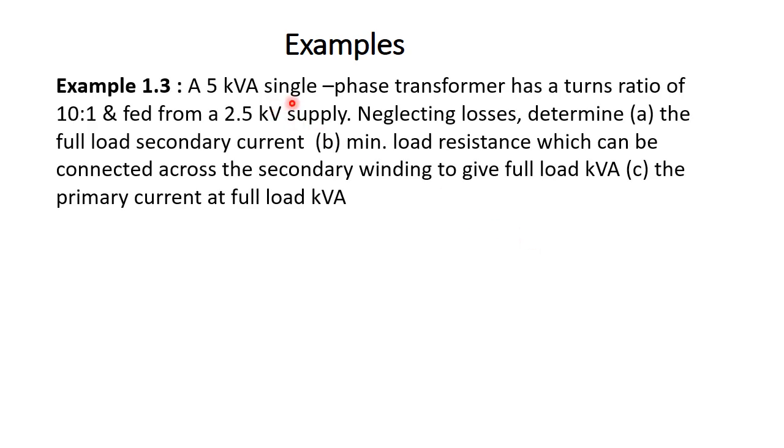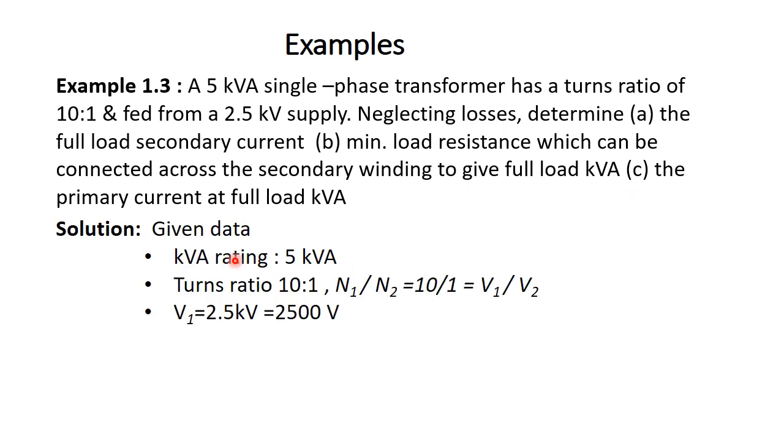A 5 kVA single phase transformer has a turns ratio of 10:1 fed from a 2.5 kV supply. Neglecting losses, determine the full load secondary current, the minimum load resistance which can be connected across the secondary winding to give full load kVA, and the primary current at full load kVA. Given data: kVA rating is given, that is 5 kVA.